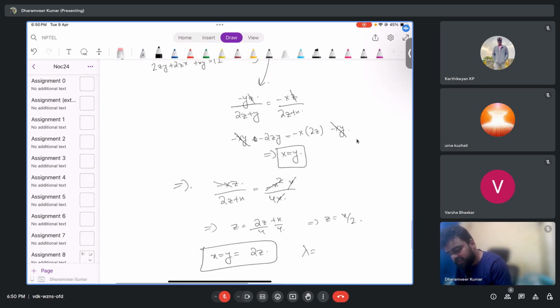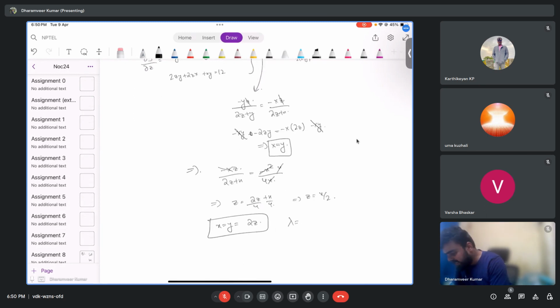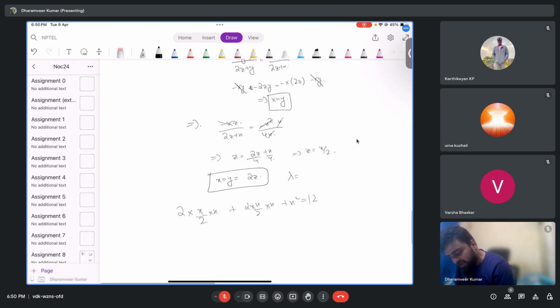and then there is a constraint over here, right? 2zx. So if you want to put z in terms of x, okay, 2 into x by 2 into x plus 2 into x by 2 into x plus x square is equal to 12, right? 3x square is equal to 12. x square is 4. I told you, right? X positive and negative will come into picture. That implies x is equal to 2, y is equal to 2, and z equal to 1.